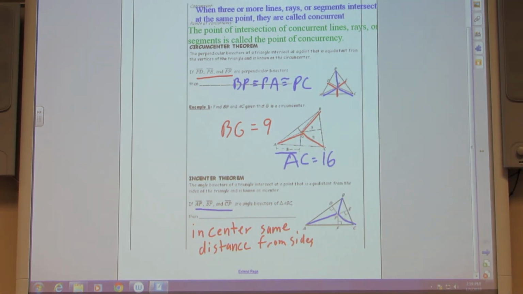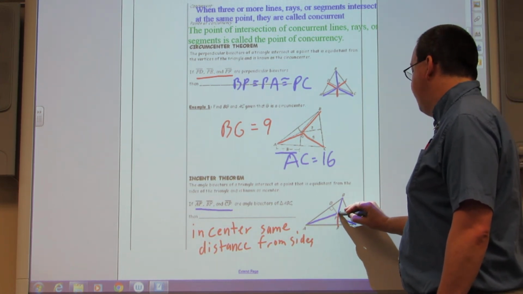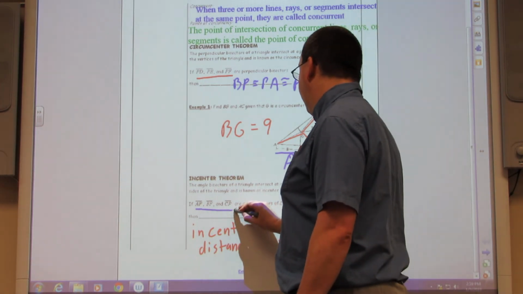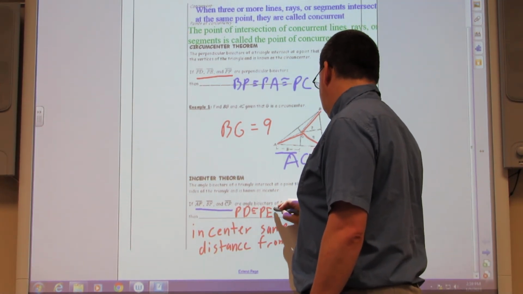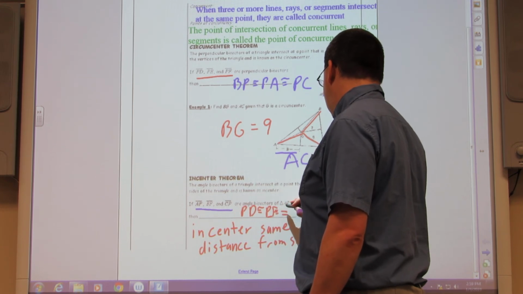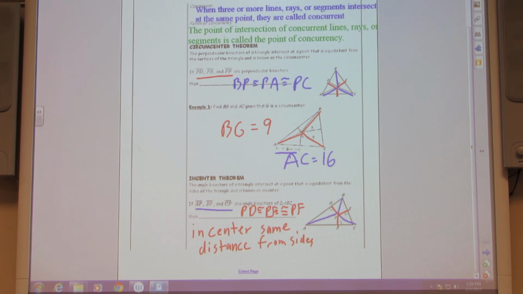Distance to a side from a point has to hit at 90 degrees, which is why you see the 90-degree marking there. So PF, PE, and PD are all congruent. So it's PD congruent to PE congruent to PF, based on point P being our incenter.